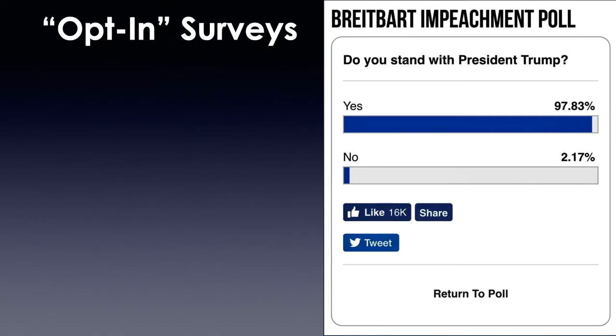So clearly, we've learned from this, right? I mean, we don't have issues with sampling bias in 2020, or do we? So here's an example of a poll with sampling bias taken from President Trump's Twitter feed. The results from a survey hosted on Breitbart.com that anyone visiting the site could take around the time of his impeachment. It shows an amazing amount of opposition to the impeachment proceedings. Fully 97.83% indicate that they are opposed and that they stand with President Trump.